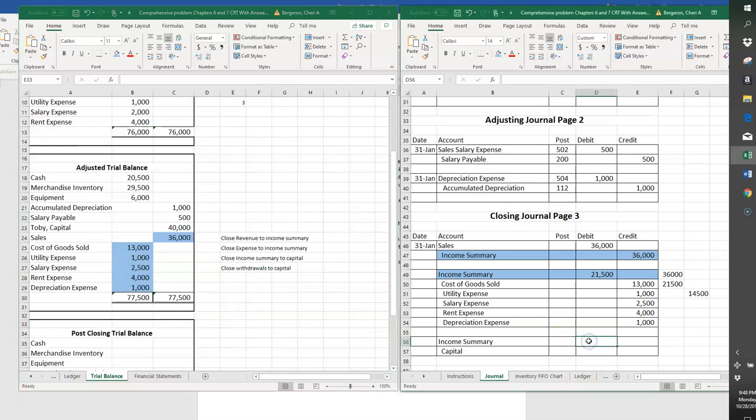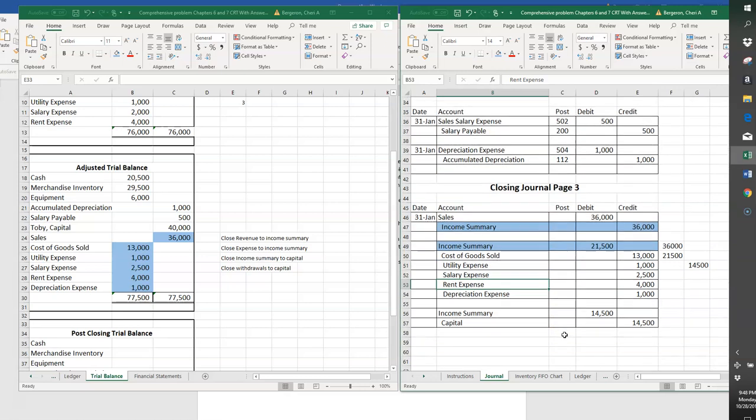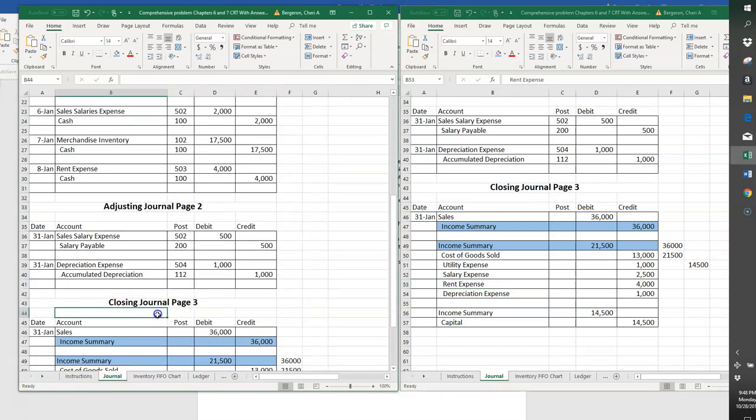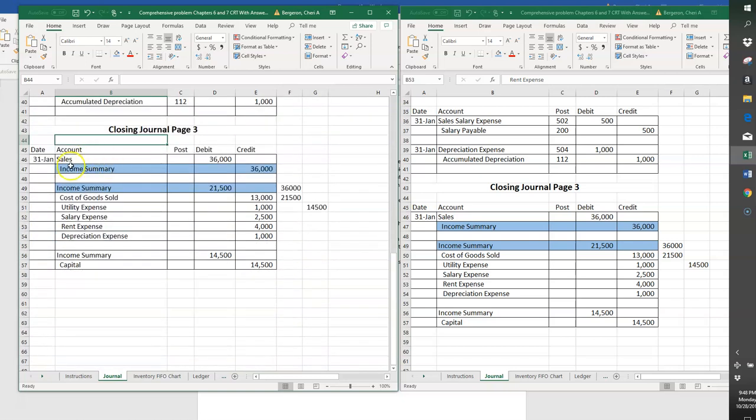All right, so we're going to close out income summary and move net income to capital. If we had drawing, we would put it here, but we don't, so we can just skip that fourth step. Now, anytime you journalize, you must post to the ledger. So here we go. We're going to post that to the ledger. So let's just put our journal right here. That's our closing entries that we just made.